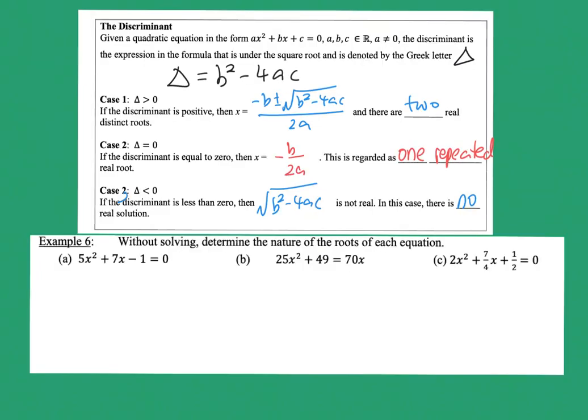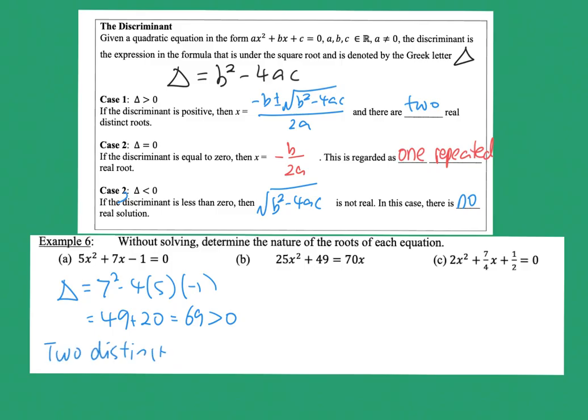Let's look at example 6. Without solving, determine the nature of the roots of each equation. In part A, we want to solve for the discriminant, which is equal to 7 squared minus 4 times 5 times -1. This is 49 plus 20, you get 69, and this is greater than 0. So we say that there are two distinct real roots.